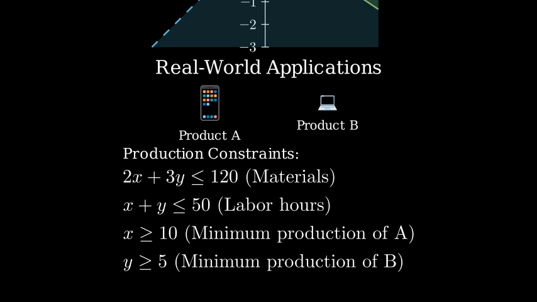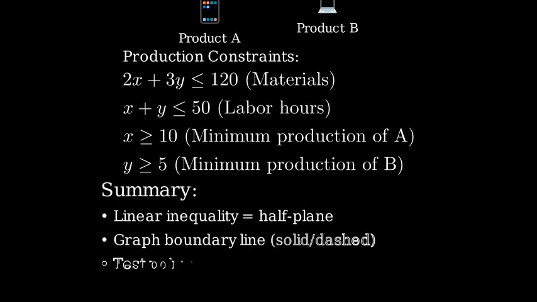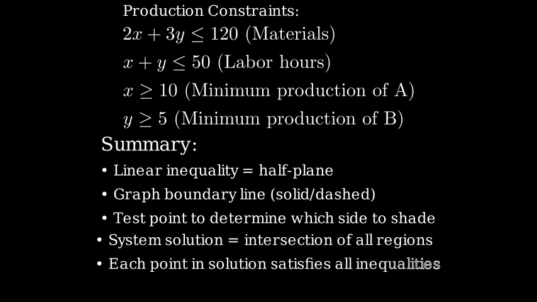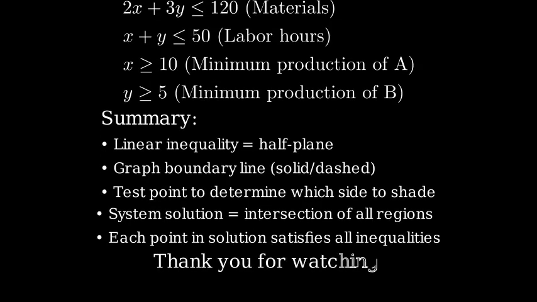In conclusion, linear inequalities in two variables represent half planes on a coordinate system. When graphing, we first draw the boundary line, determine if it's solid or dashed, and then shade the correct half plane. For systems of inequalities, we find the intersection of all half planes to determine the solution region. These concepts are fundamental in various fields like optimization, linear programming, and operations research.